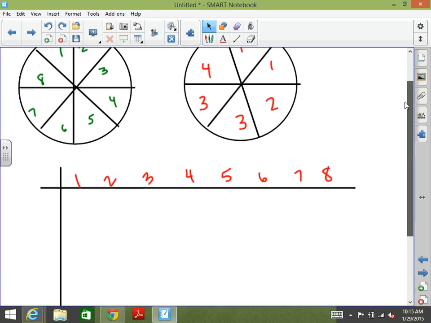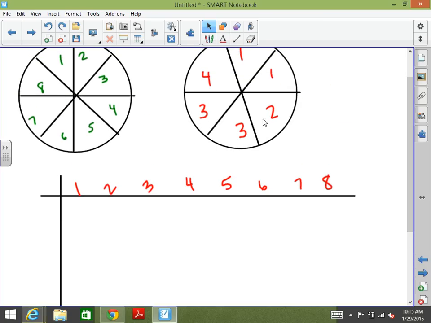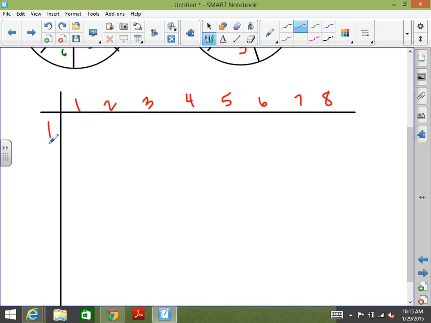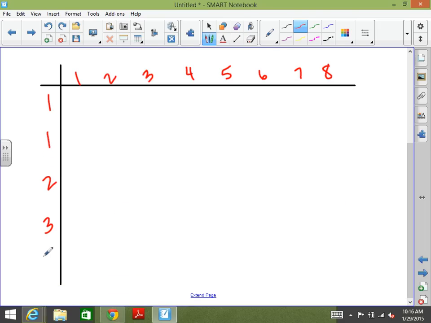Okay, the second one we have 1, 1, 2, 3, 3, 4. And we're going to write exactly that on the second line. So 1, 1, 2, 3, 3, and 4.